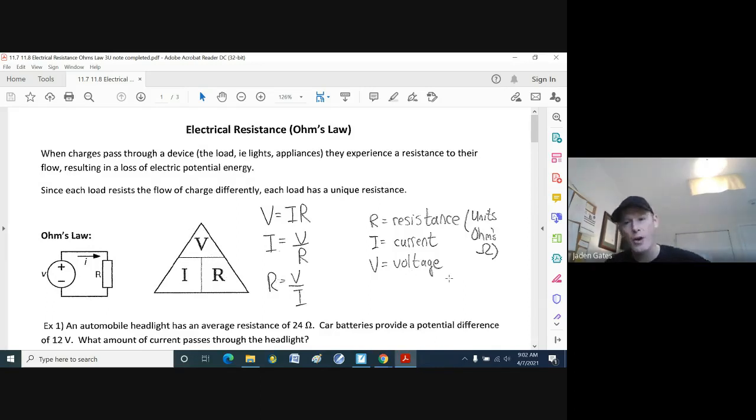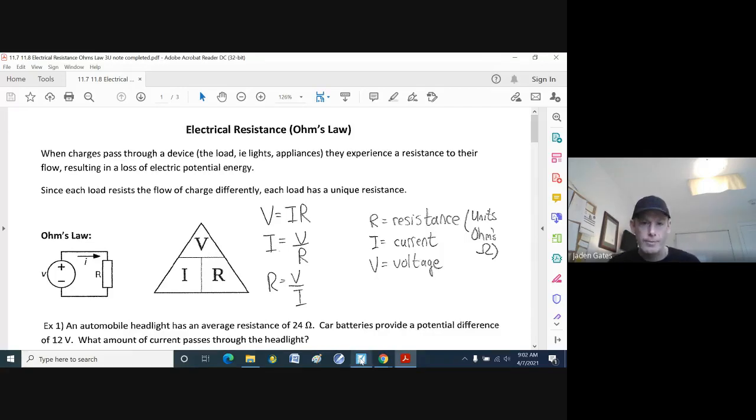Now, two of our variables are the same as what we've looked at before. Voltage is how much energy each charge has. Current is how many charges we actually have going through the circuit. And of course, now the resistance is kind of a rating on how much loss of electric potential energy occurs when the charges go through a certain device.